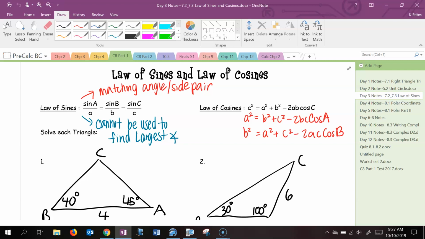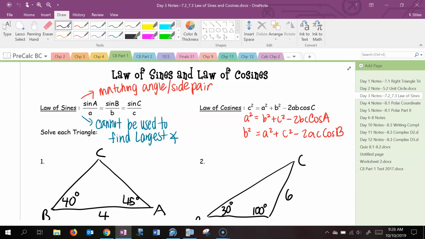Here are your formulas up here. A couple pieces of information for you. Law of sines you want to use when you have a matching angle and side pair, which I will get to in a minute. But one bad thing about law of sines is that it cannot be used to find the largest angle. We'll get to why in just a little bit.